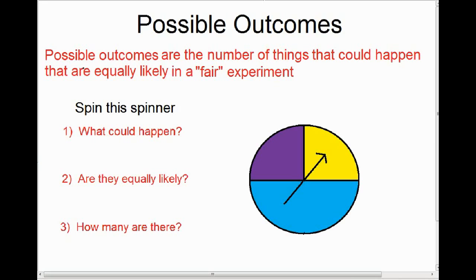Here's another example of a spinner, where again, the first question we ask ourselves is if we spin this spinner, what could happen here? We could land on purple, we could land on yellow, or we could land on blue. Now when we ask ourselves the question, are these outcomes equally likely? Well, the answer you're going to get right here is no. This wouldn't be a fair experiment, because as you can see, the blue section is much larger than the purple section or the yellow section.